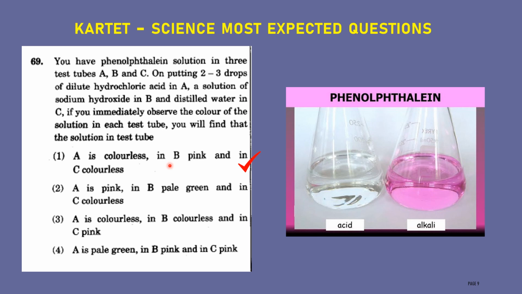In the third case, it contains distilled water. If you add 2-3 drops of phenolphthalein indicator to distilled water, the distilled water is neutral, neither an acid nor a base, so it will not react with the phenolphthalein indicator. In this case you will get colorless. Therefore option A, option 1, is the correct answer.